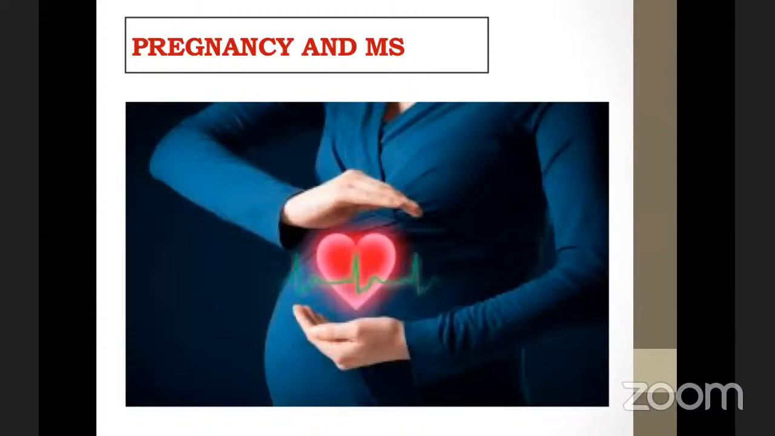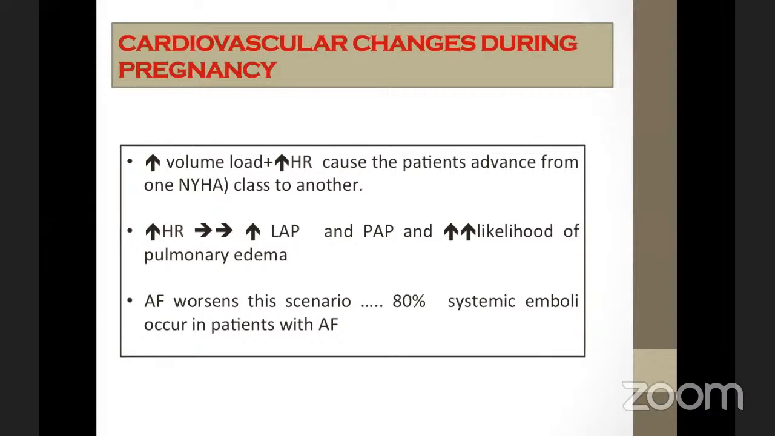Okay. So again, a brief regarding pregnancy with mitral stenosis. I am not going into the details of the cardiovascular changes in pregnancy, because a lot of changes happen apart from the decrease in SVR. There is an increase in all the parameters of the cardiovascular system. Mainly there is an increase in the volume load and an increase in heart rate. So these are the patients who can progress from mild to moderate or moderate to severe during the course of pregnancy.